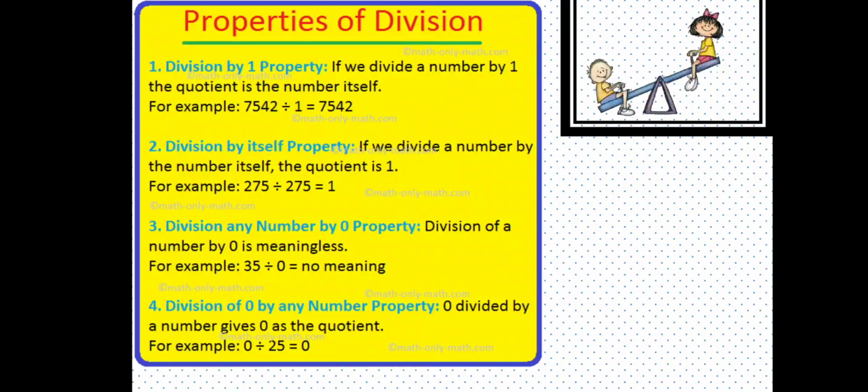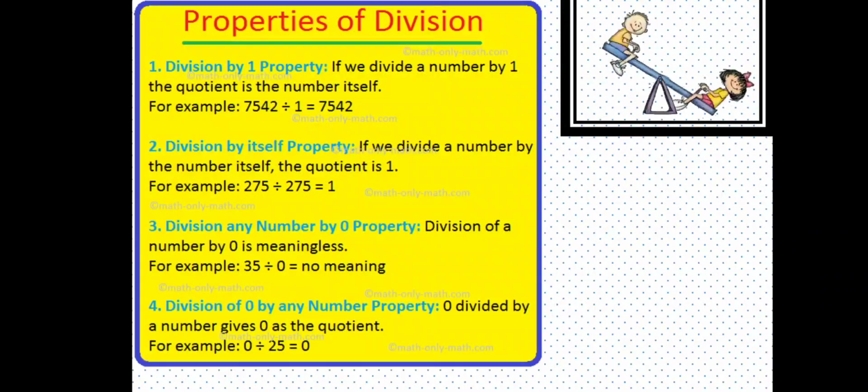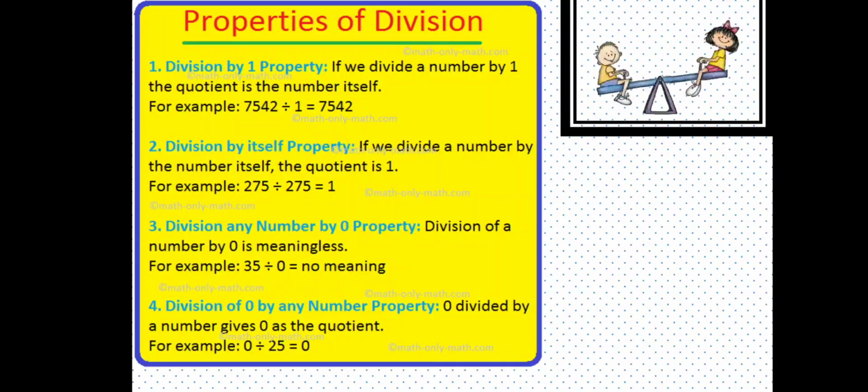Division of any number by zero property. Division of a number by zero is meaningless. When we divide a number by zero, we don't get any answer. Property number 4. Division of 0 by any number property. 0 divided by a number gives 0 as the quotient. For example, 0 divided by 25 is equal to 0.